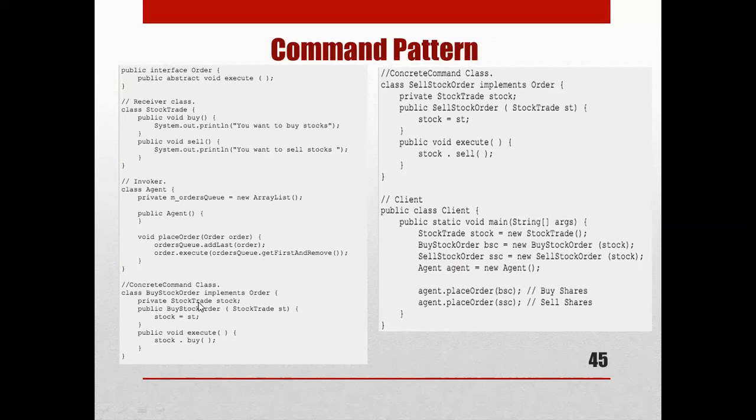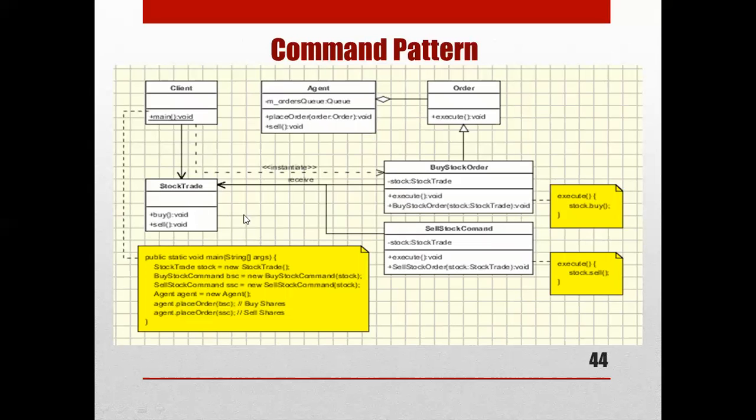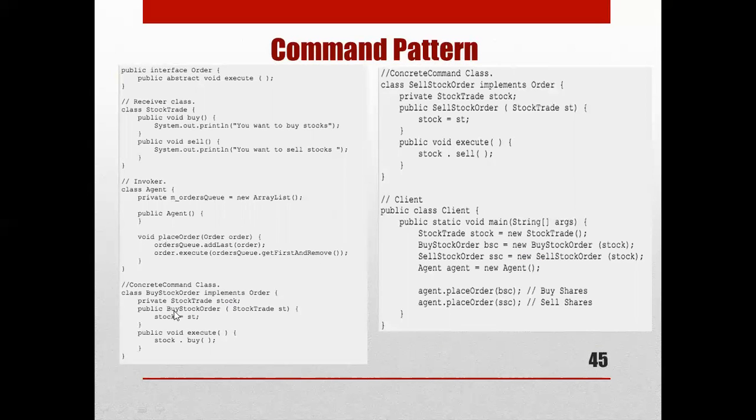Okay, it will implement that interface, and we are going to add the receiver class here, the object of that receiver. That stock trade is the receiver class. We are going to add here, you can see this private stock trade with its object. Then public buy stock order with stock trade, object of that st here, stock equals st now. Then we are going to execute stock dot buy. Here we are going to buy the shares.